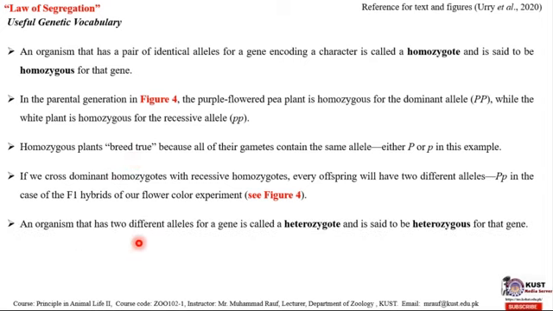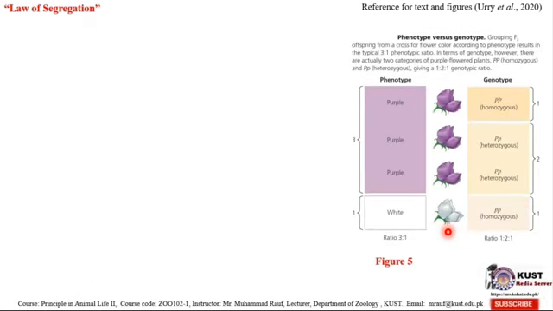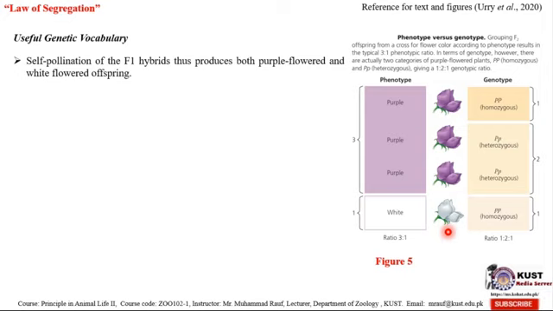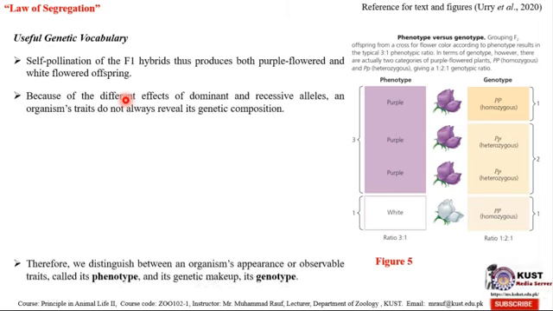Now, an organism that has two different alleles for a gene is called a heterozygote and is said to be heterozygous for that gene. An example is the F1 plants, which are heterozygous dominant. Now, self-pollination of the F1 hybrids thus produces both purple flowered and white flowered offspring, because in the F2 generation the recessive allele gets the opportunity to appear in homozygous form, and it expresses its effect by determining white flower color.